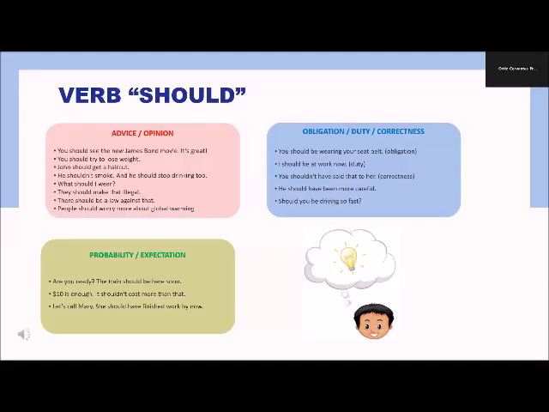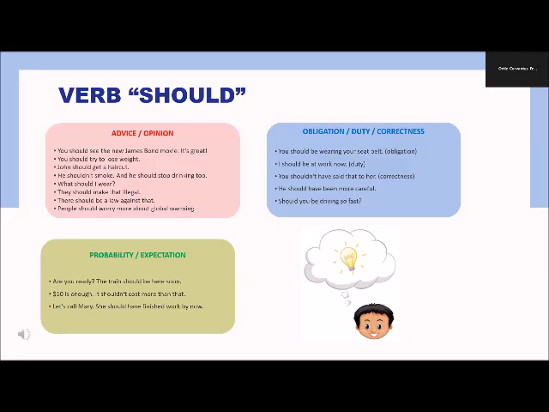As we know now, the verb should is a modal verb that we use to talk about what is a good idea, the right thing, or what we expect to happen. We often use should when we want to offer advice or give opinions. You should see the new James Bond movie. It's great. You should try to lose weight. John should get a haircut.